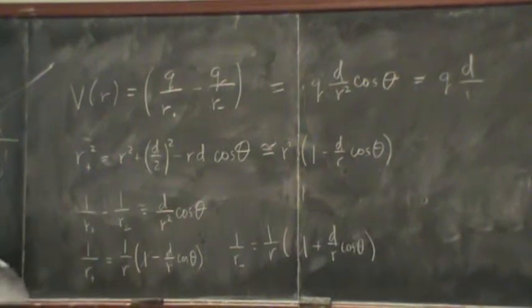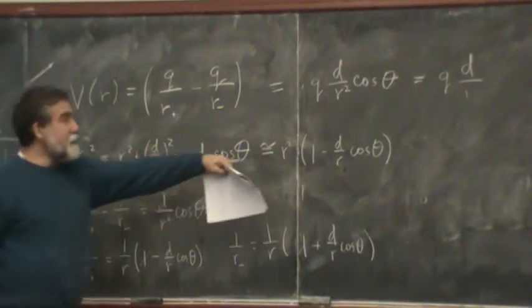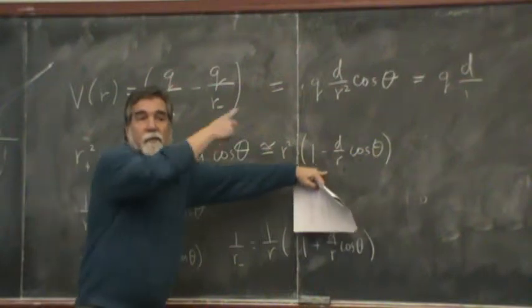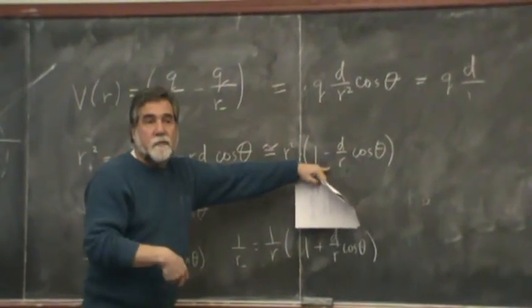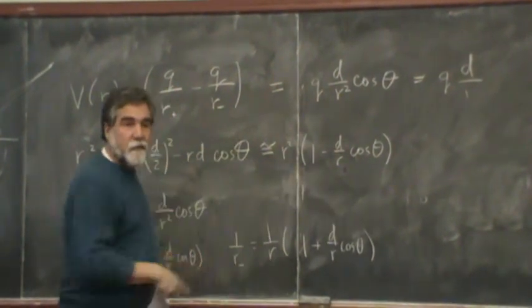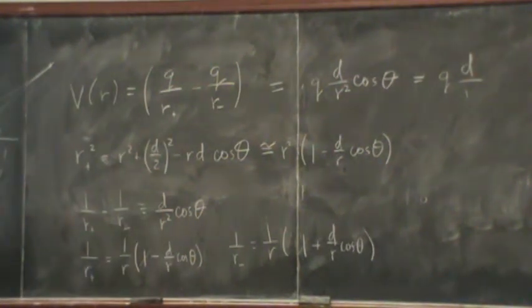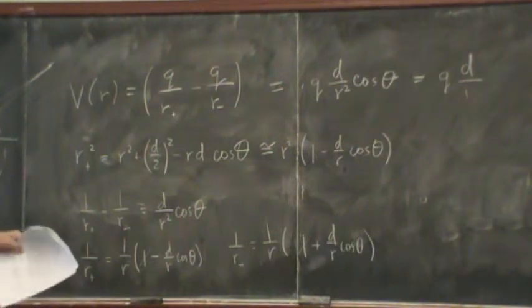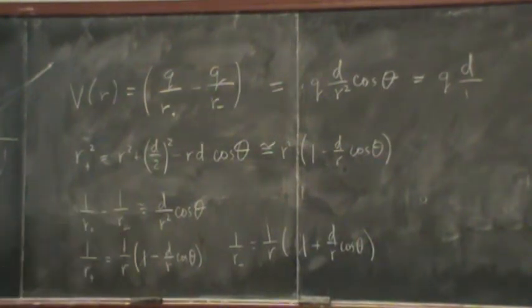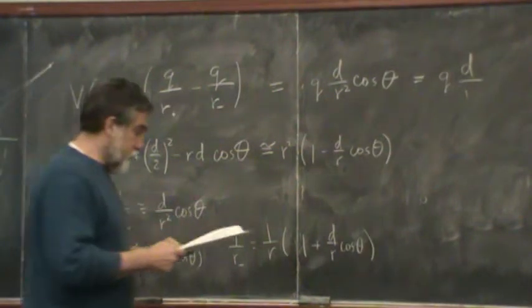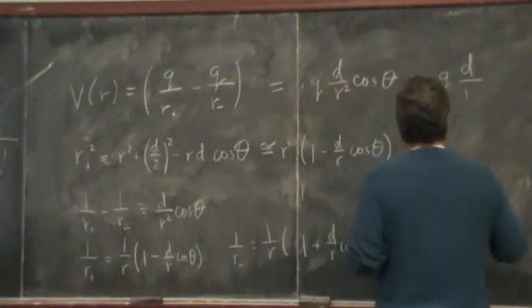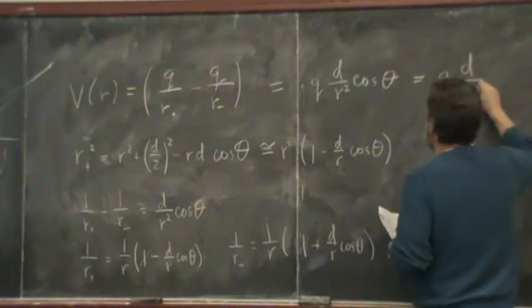Okay? But I already eliminated one term here. There were higher order terms. I already eliminated one, and so this is an approximation. But if I get far enough away and r is much greater than d, then that's a good approximation. All right. So now I can come back here and write this as d over r squared.